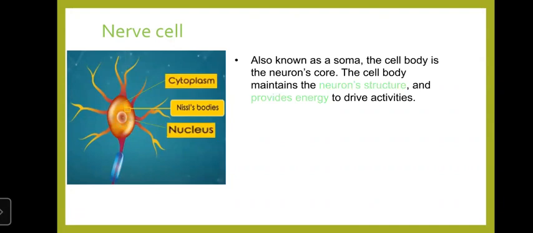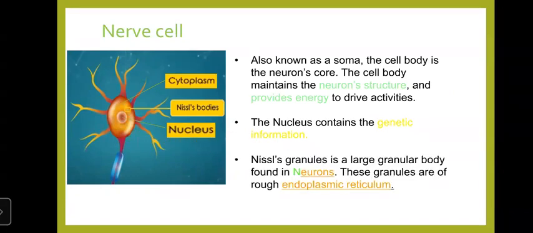Now, this is also known as soma. The cell body is also called the soma, and it is the core of the neuron. It maintains the structure and provides energy to drive activities. The nucleus contains the genetic information. This is the nucleus in the center. It contains DNA and RNA, which are called genetic material, and which contain the genetic information.